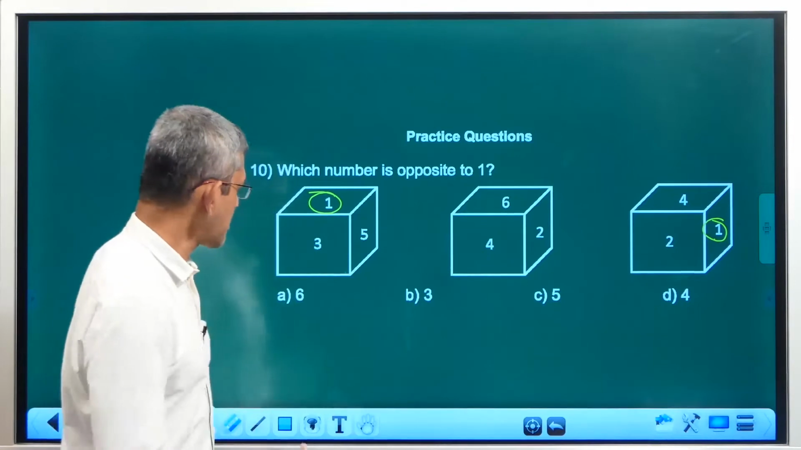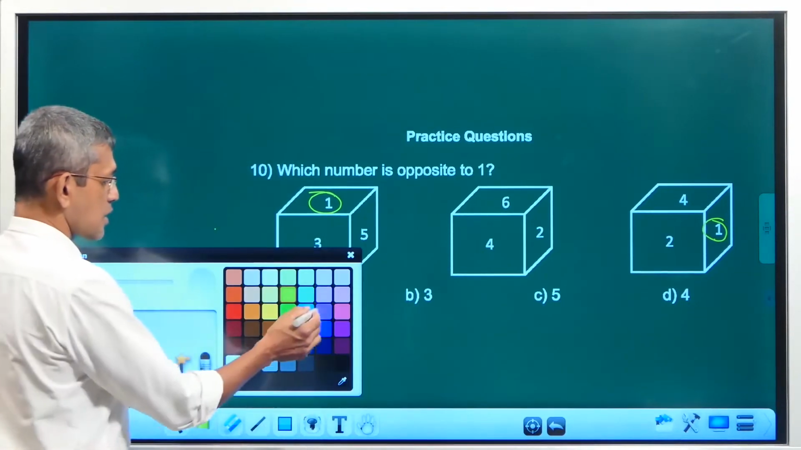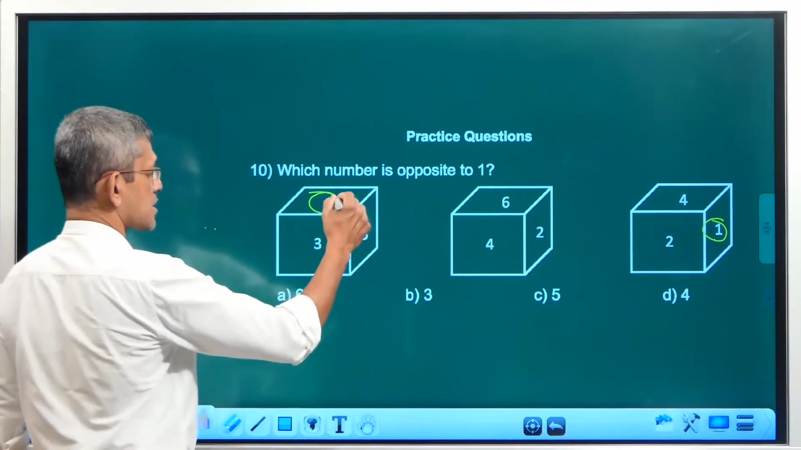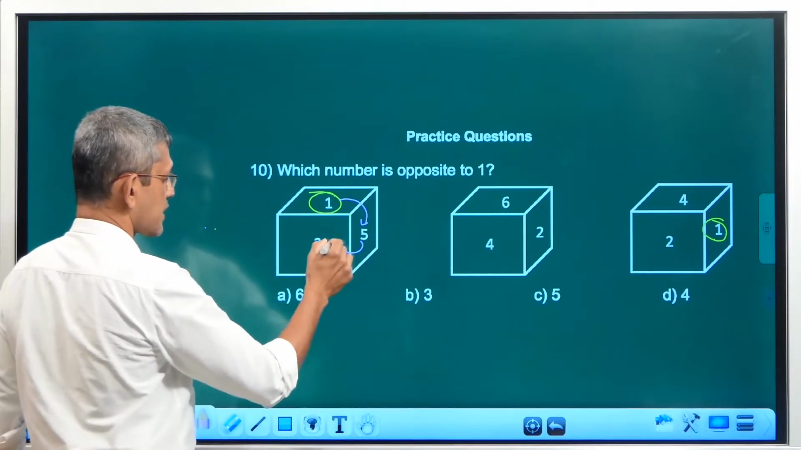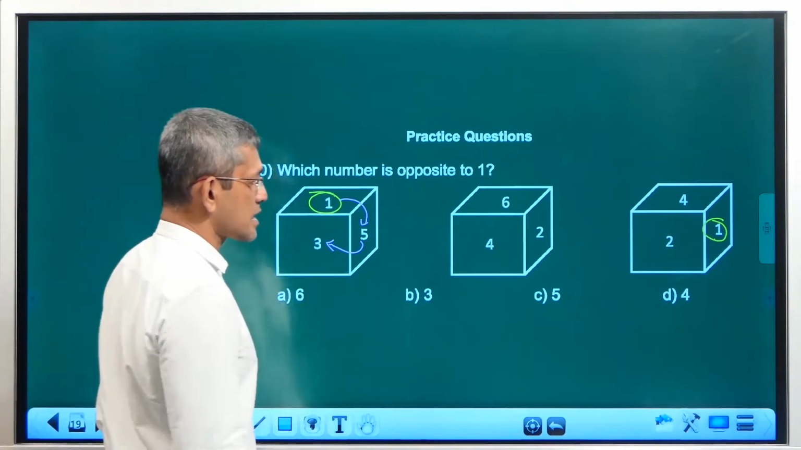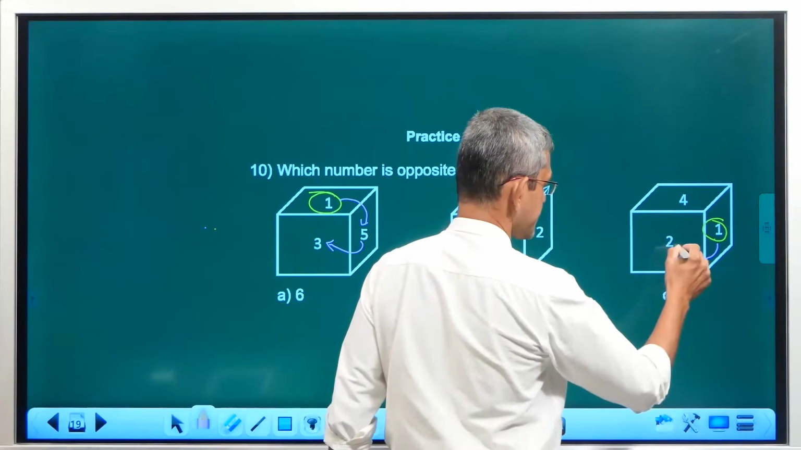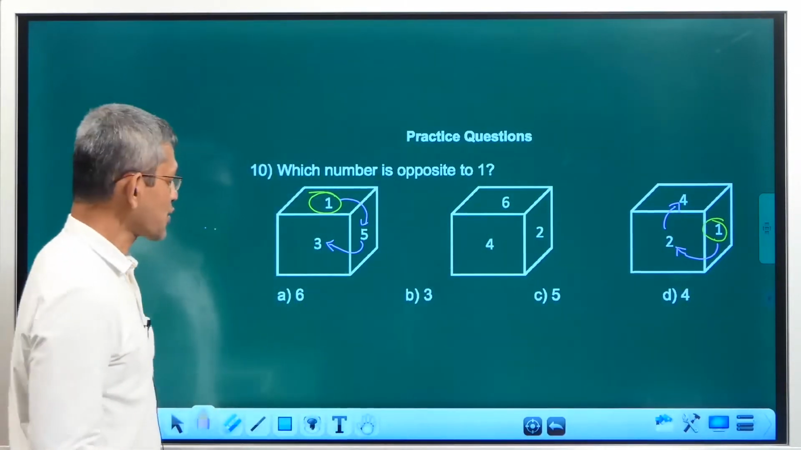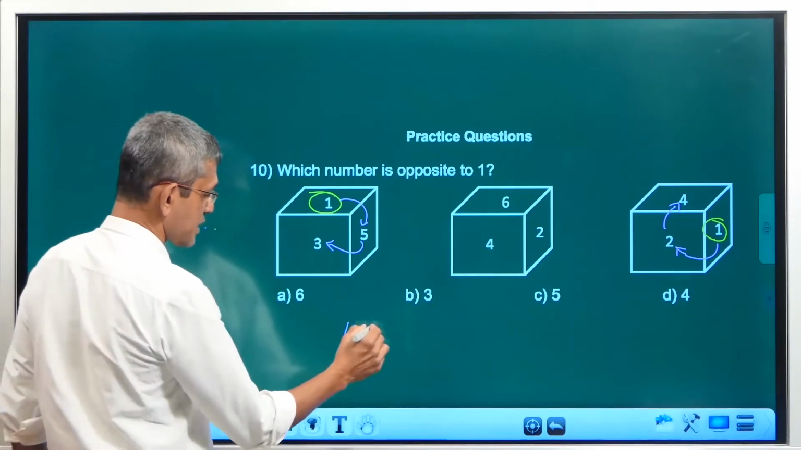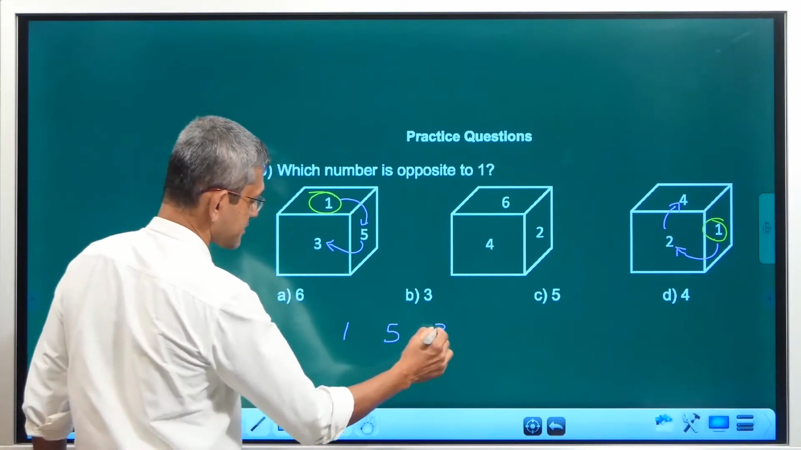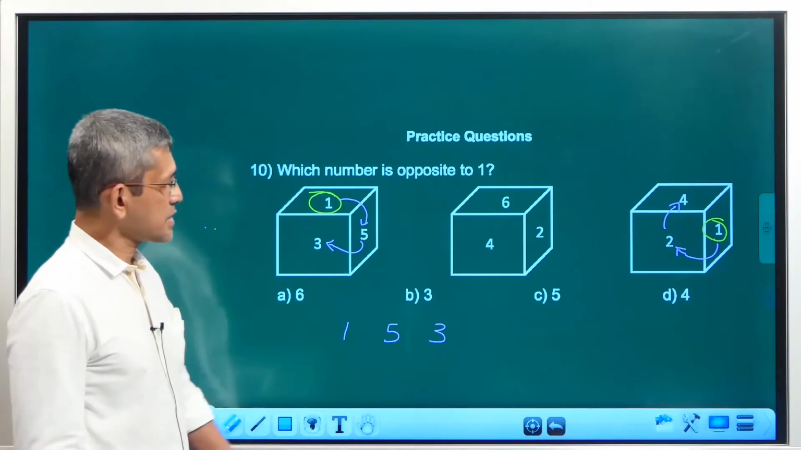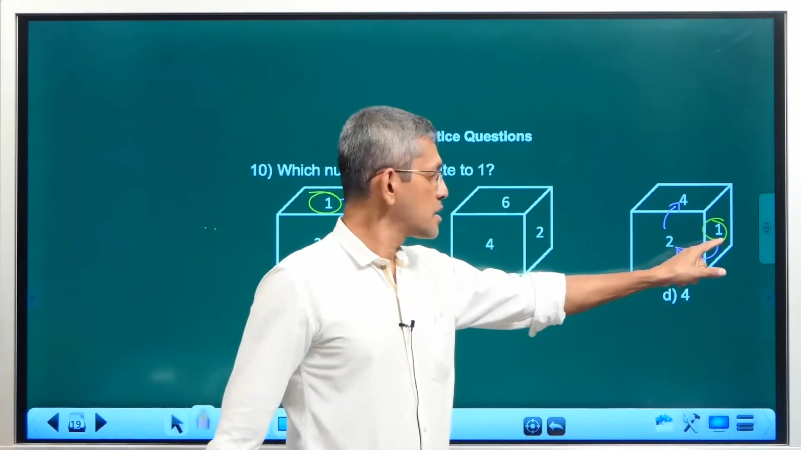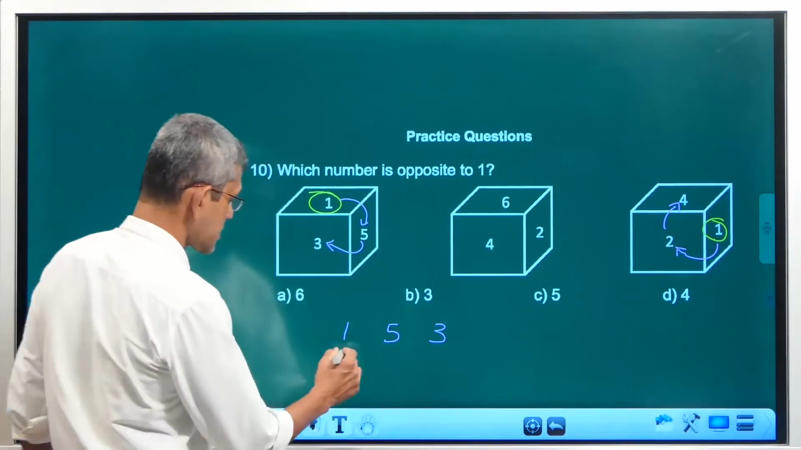In order to apply rule number 4, what do you have to do? Go clockwise from the common number. So 1 to 5, 5 to 3. And here 1 to 2, 2 to 4. So what you get is 1, 5 and 3. And here you start from the common number 1, 2 and 4.